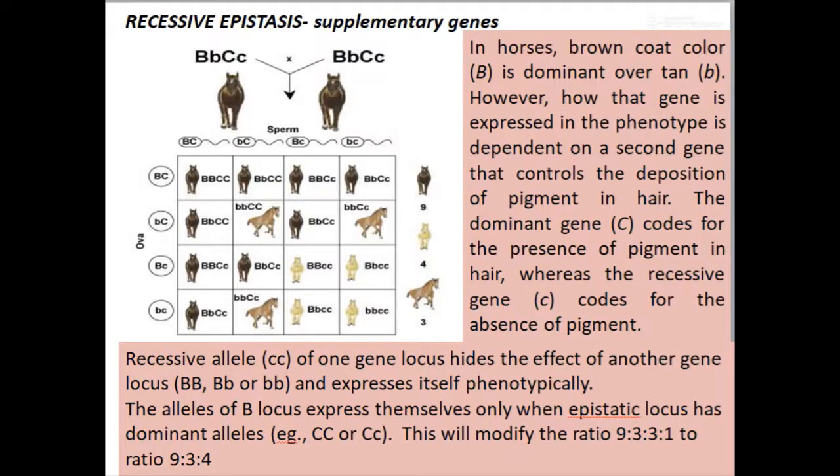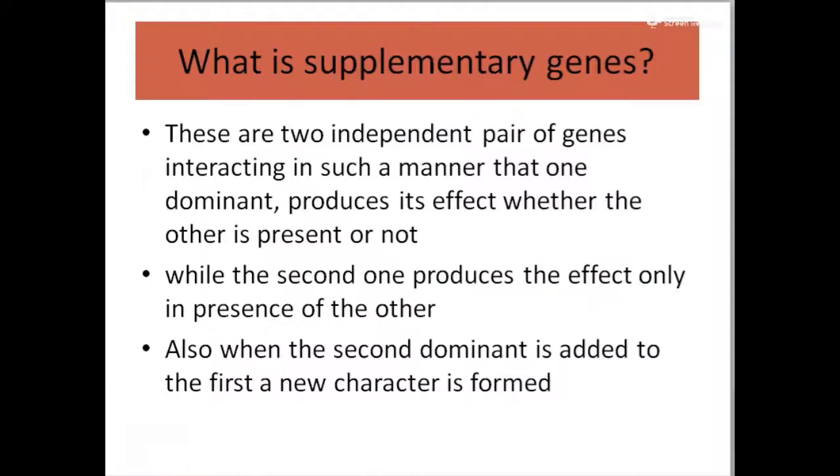Now, I had told you that this recessive epistasis is also a case of supplementary genes. What is a supplementary gene? These are two independent pairs of genes interacting in such a manner that one dominant will produce its effect whether the other is present or not, while the second one produces the effect only in the presence of the other. And when the second dominant is added to the first, a new character is formed. Now have a look at this.